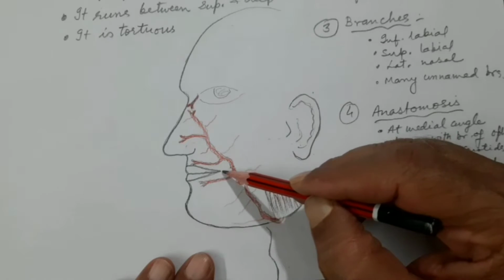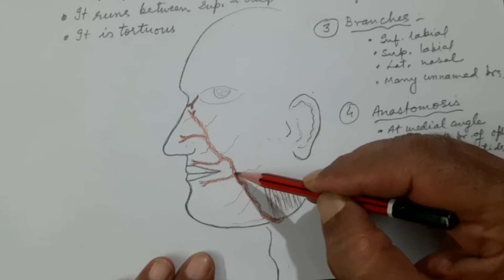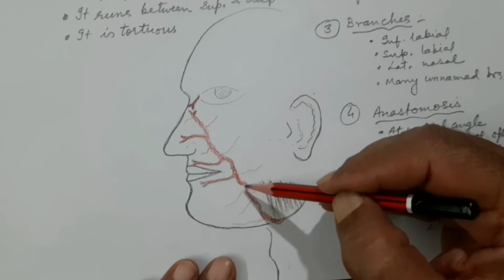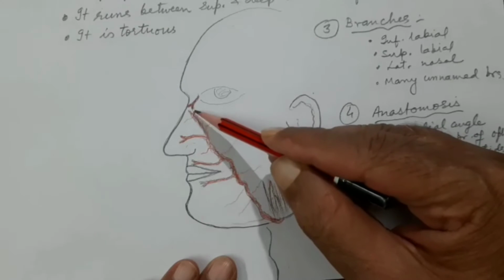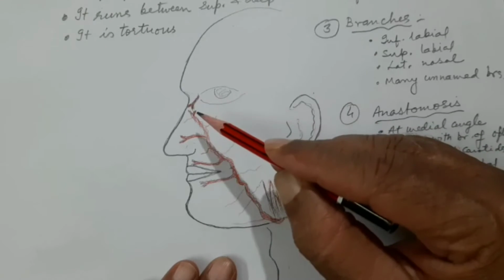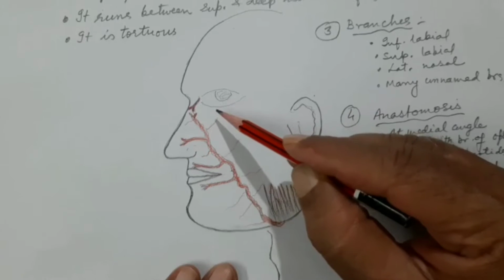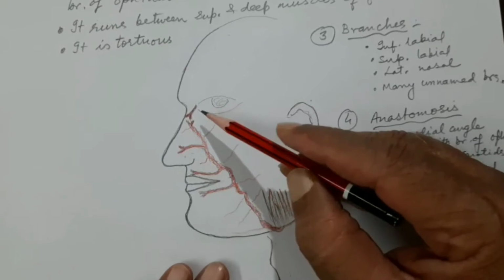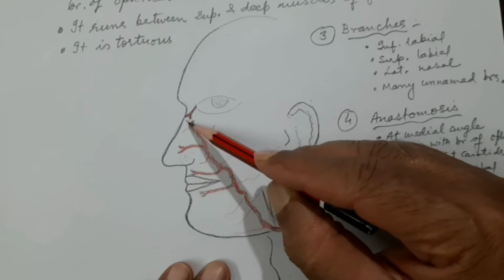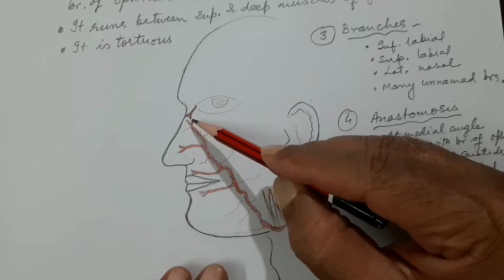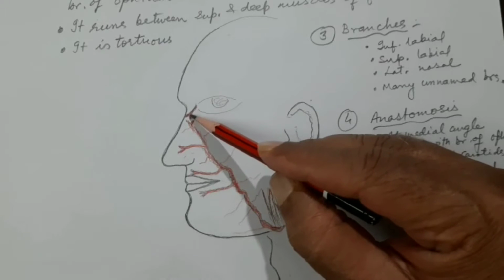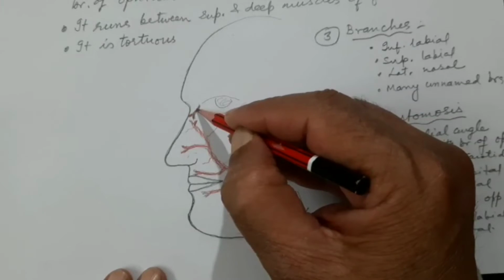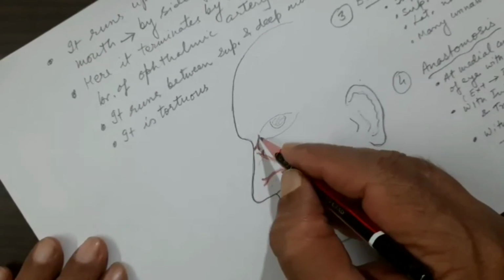That is, away means lateral. There is this artery going, but it is close to the angle of the mouth. Then it ultimately reaches the medial angle of the eye. Here it is the eye, and it reaches the medial angle of the eye. Here it terminates. See these terminal branches? Here it terminates by anastomosing with that of the dorsal nasal branch of the ophthalmic artery.